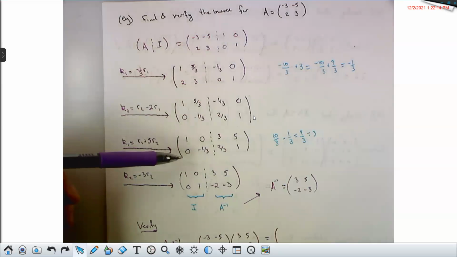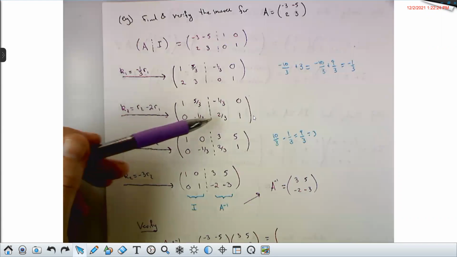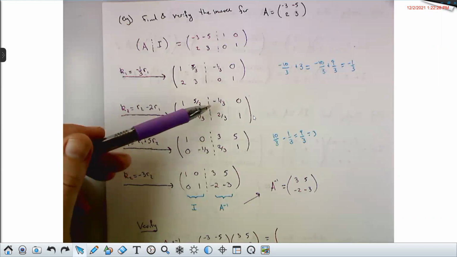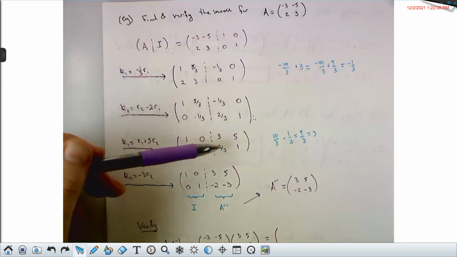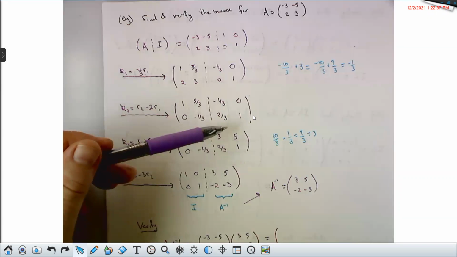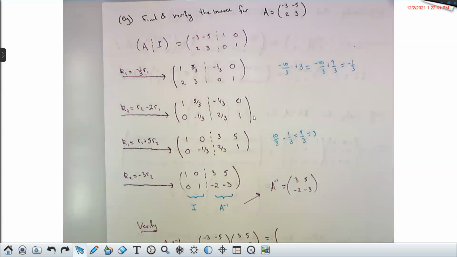We're going to add 5 times this to this, right? So this doesn't change. 5 times this plus this, -5/3. 5 times this is 10/3 minus 1/3 is 9/3. 3. 5 times this is 5 plus 0 is 5. Okay.